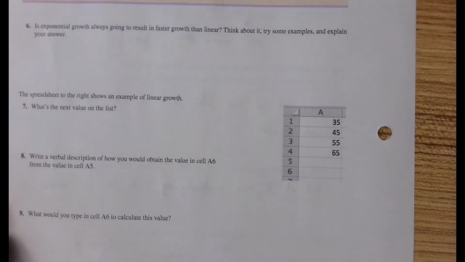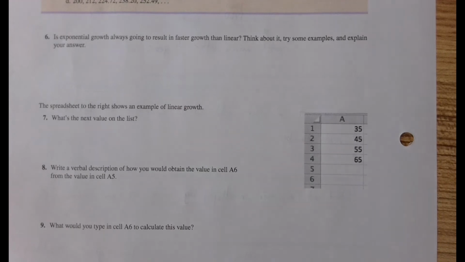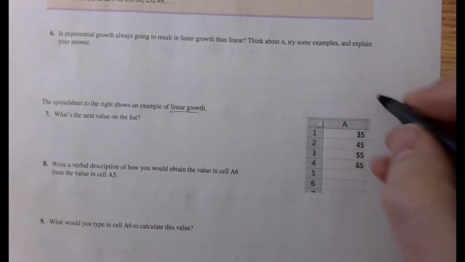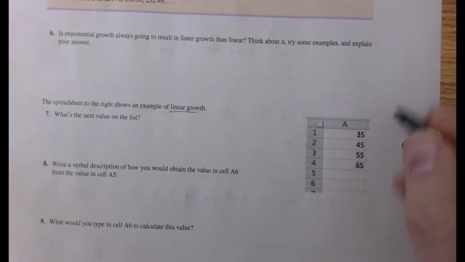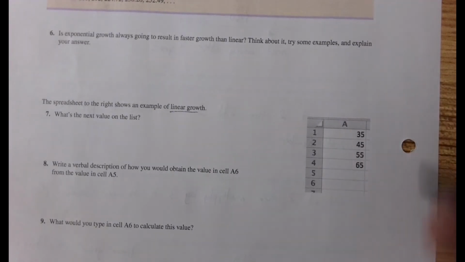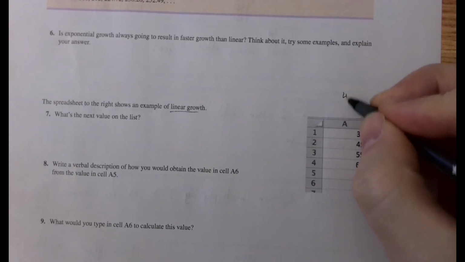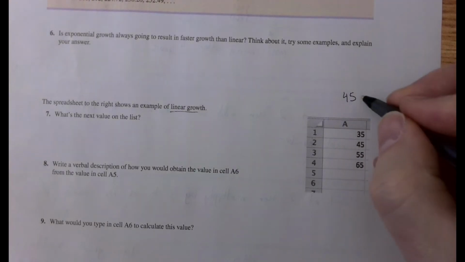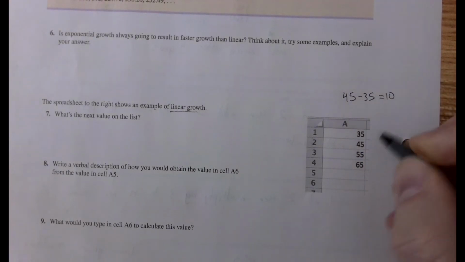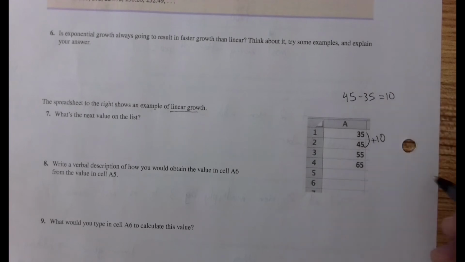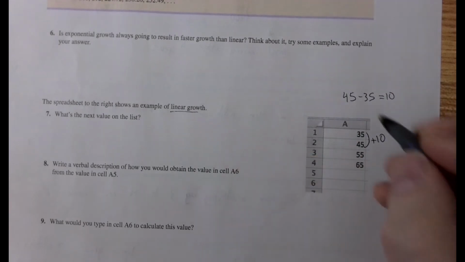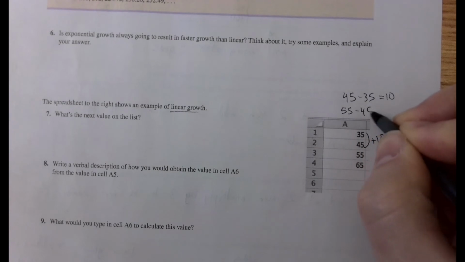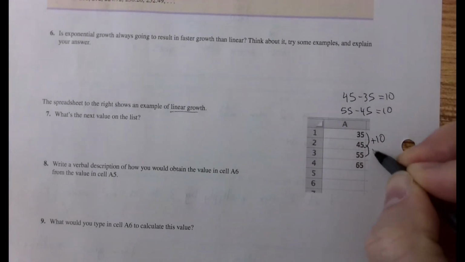Okay, so in a spreadsheet, we're going to look at some linear growth. We're told this is an example of linear growth. Let's confirm it. The way to determine what the constant is, subtract the previous from the next. So 45 minus 35 is 10. That means we added 10 to go from here to here. And then for that next one, 55 minus 45, well, that's also 10. So we added 10 to get here, and hopefully you can see that there as well.